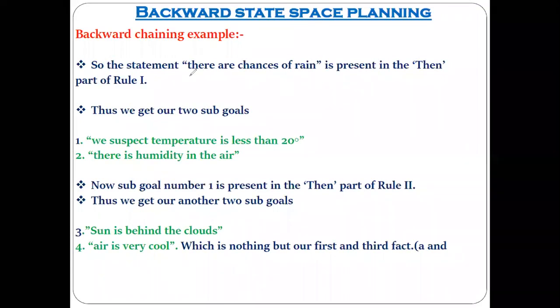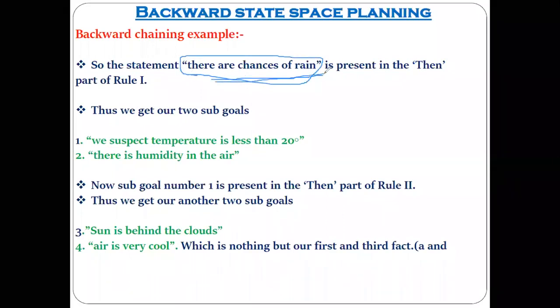So in the backward state space planning, what we've done is we start from the goal. And where are you comparing this goal, in which part of the knowledge base, the if part or the then part? Then part. So after comparing this with the then part, we get the two sub outcomes.